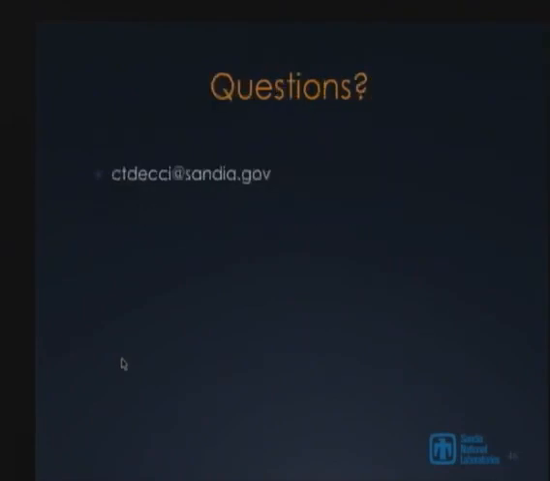So are there any questions? Yeah. So with your soft anchoring, is there a method of revoking keys? Is that implemented? Yeah, good question.